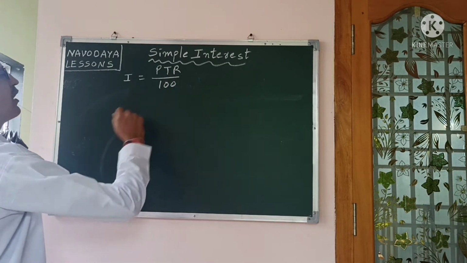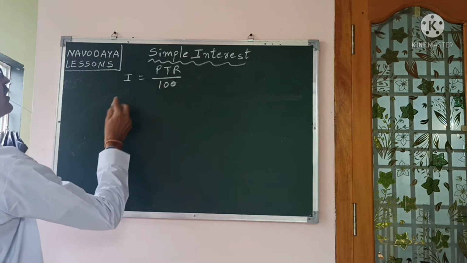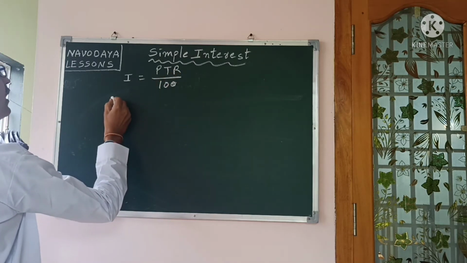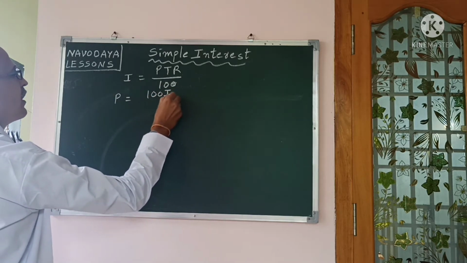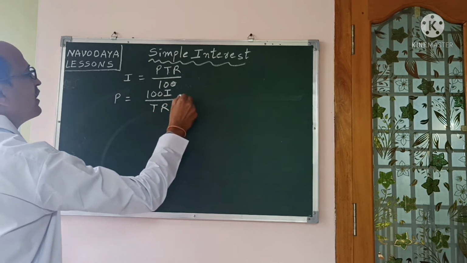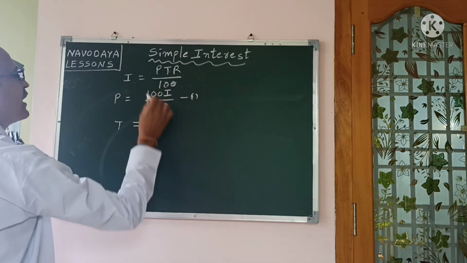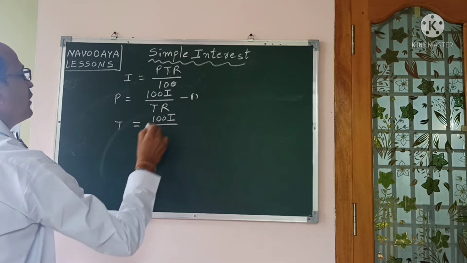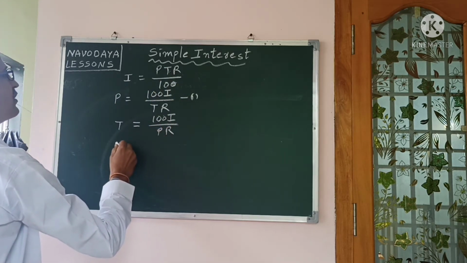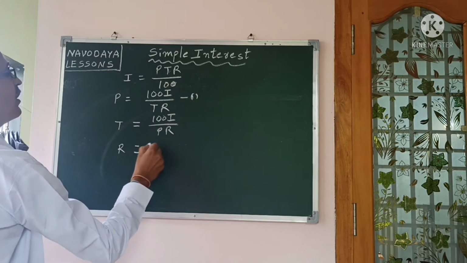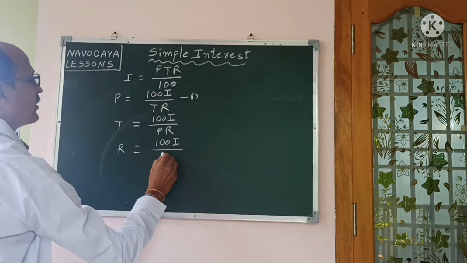Okay, we will establish some more formulas by using this formula. That is I is equal to PTR by 100. If you want P, P is equal to 100 into I by TR. This is one formula. Then T is equal to 100 into I by PR. Next, R is equal to 100 into I by PT.